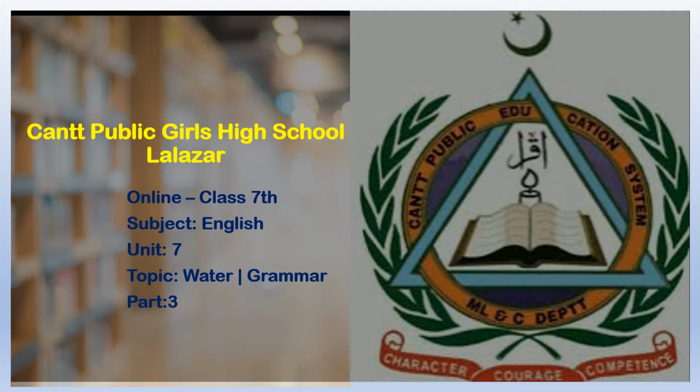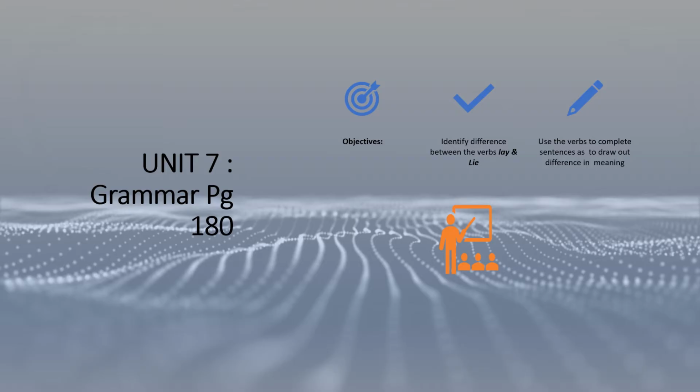So this is part 3. Let's see what we are going to be studying today and what the objectives are. Today's objective is to identify the difference between the verbs lay and lie and use the verbs to complete sentences. To draw out the difference in meanings, you will be doing some exercises and we will be looking at page number 180. So I want you to take out your books to page 180 and we'll start the lesson.